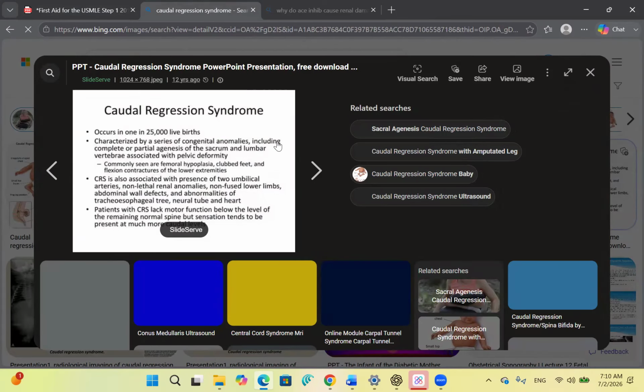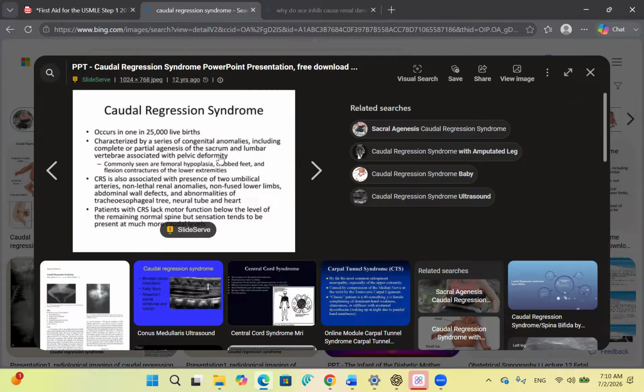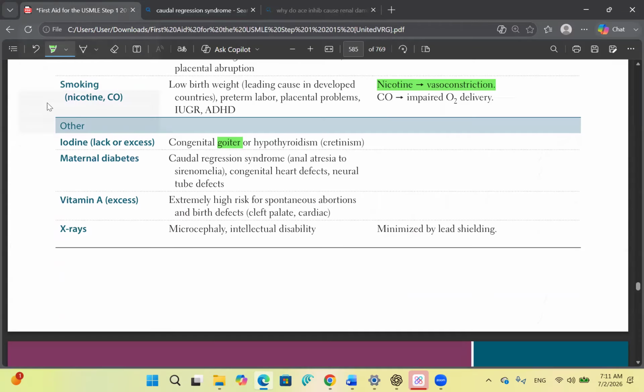It is a series of anomalies, including complete or partial agenesis of the sacrum and lumbar vertebrae associated with pelvic deformity, presence of two umbilical arteries, non-lethal venous anomalies, fused lower limbs, abdominal wall defects, and abnormalities of the tracheoesophageal tree, neural tube, and heart. Patients with this have low motor function below the level of the remaining normal spine, but sensation tends to be present more probably. So caudal regression syndrome is associated with maternal diabetes, along with anal atresia, congenital heart defects, and neural tube defects. It involves the heart, the brain, and the anus.